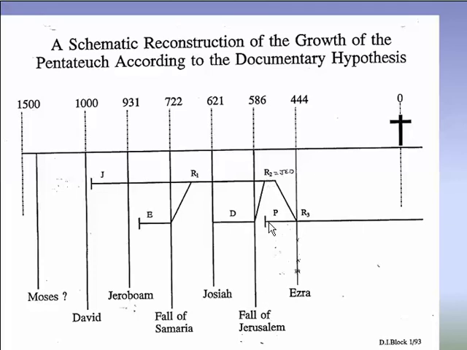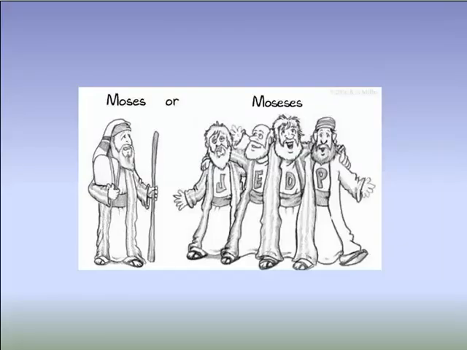But just almost simultaneously you have the P author creating his document, and then a final redaction during the time of Ezra in the post-exilic period, stringing together all of the sources into what we would call the Pentateuch. And that's the documentary hypothesis. The implication is that you don't have one Moses, you have multiple Moseses, or schizophrenic Moses, or however you want to call them, JEDP Moses.